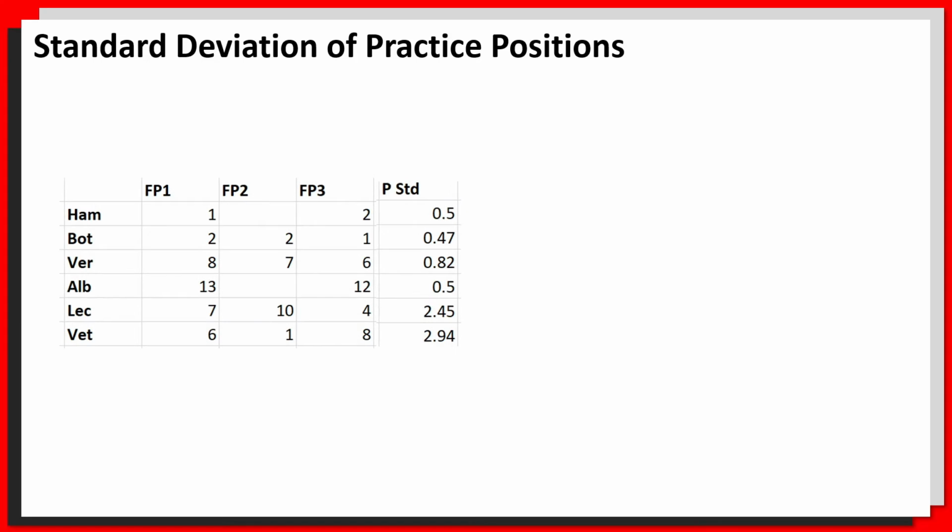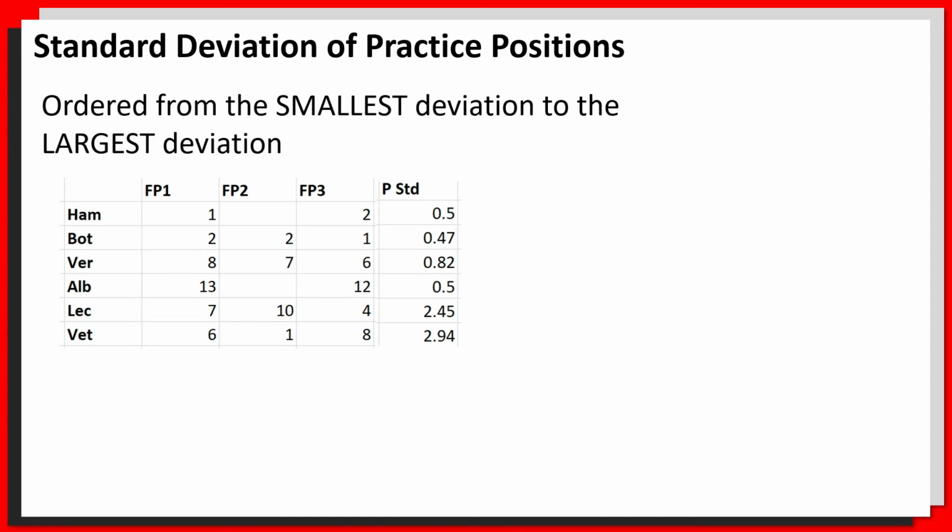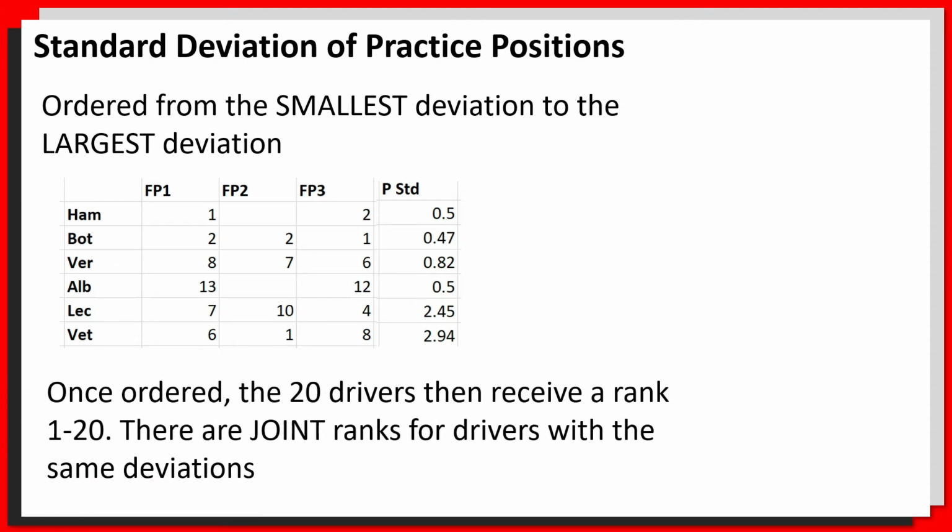So what does the standard deviation of practice positions look like? If we pull up the same database for the practice positions of Hungary, but instead attach the standard deviation of those positions, we can see that we end up with an almost inverse of the previous category we saw. And we can see that the most consistent drivers, Hamilton and Albon of this list, receive the lowest number along with Bottas as well, and the least consistent people, Leclerc and Vettel, now receive the highest. And so these standard deviations are ordered from the smallest deviation to the largest. And then of course, once ordered, the 20 drivers then receive a rank 1 through 20. There are joint ranks for the drivers with the same deviations, as always.